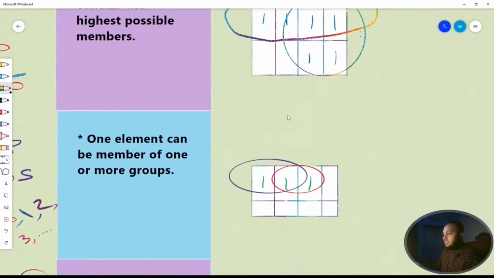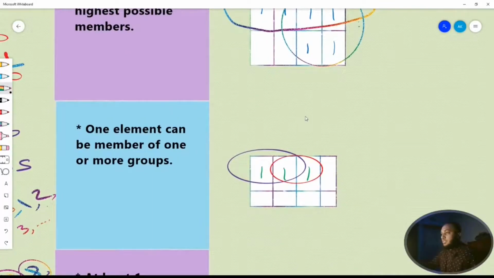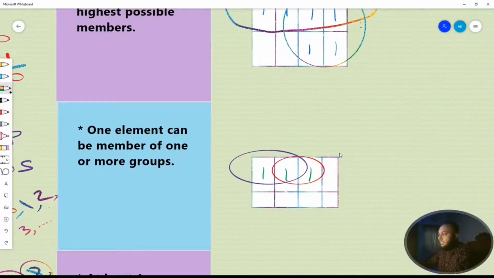Then go to the next point. One element can be a member of one or more groups. Here we can see we can form 2 groups, the violet one which contains 2 members and the red one which contains these 2 members. The violet one contains these 2 members and the red one contains these 2 members.